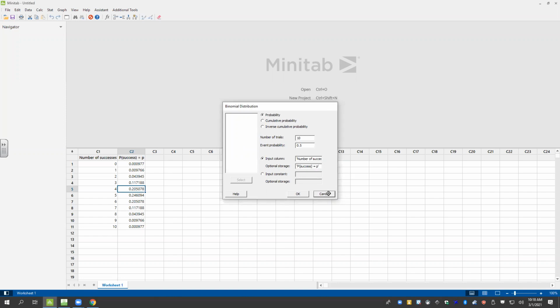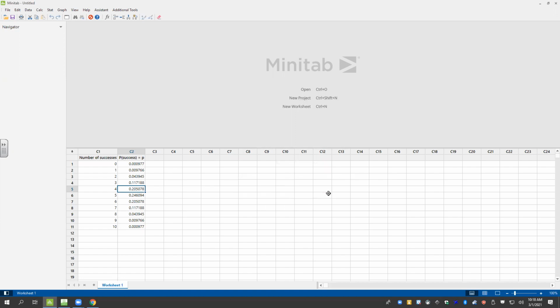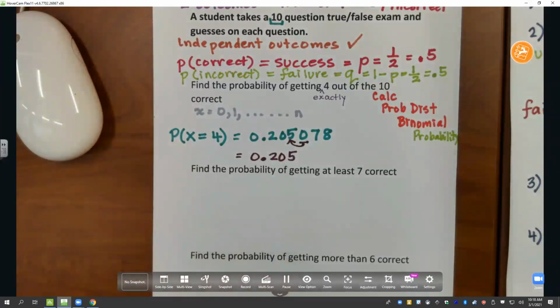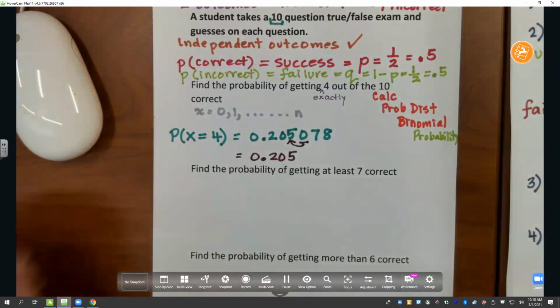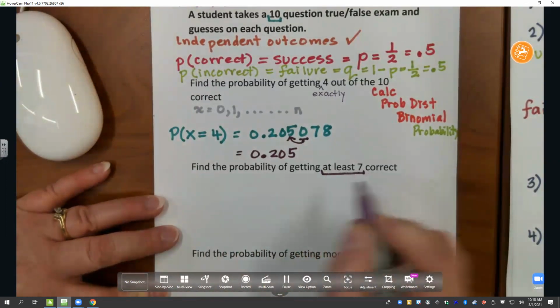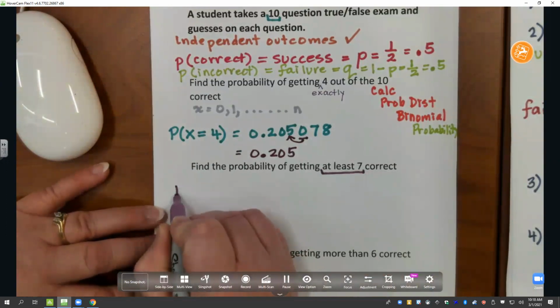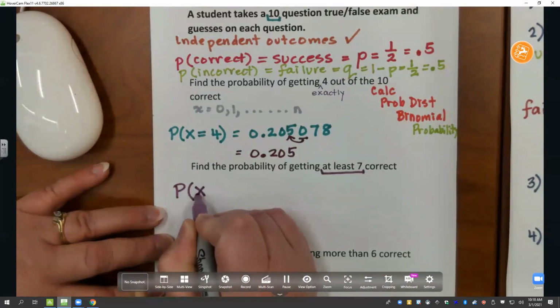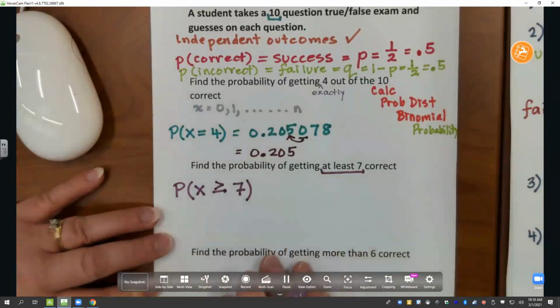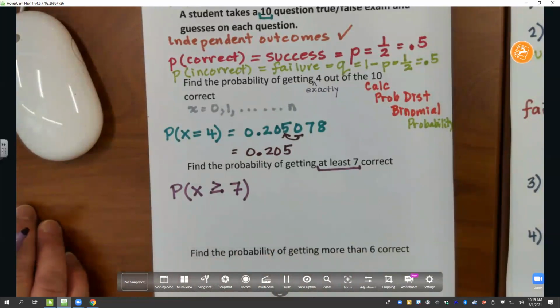All right, now I've created the table for the scenario. I've worked the first question. I'm ready to do the second question. I don't have to go out and recalculate it again. I already have the table. I just got to know how to read or interpret that table. This question says, find the probability of getting at least 7. So in symbols, you got to remember how to interpret at least 7. At least 7 means you could have 7, so it could be equal, but it could also be more. So X is greater than or equal to 7.